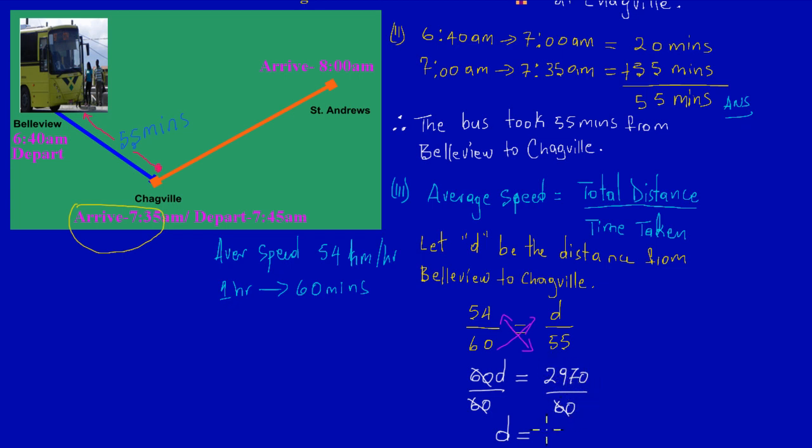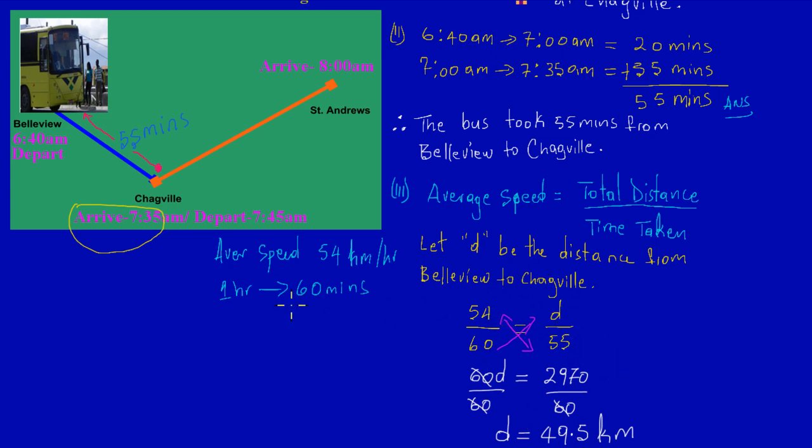2,970 divided by 60, we would get for our answer 49.5 kilometers. So really the distance here, my friends, the distance from Bellevue to Chagville is 49.5 kilometers. Again, you could make your statement. It's a worded problem, so you could just make a worded statement to present your answers. Okay, it's that easy. However, if you're not seeing it this way, there's another way you could look at it.